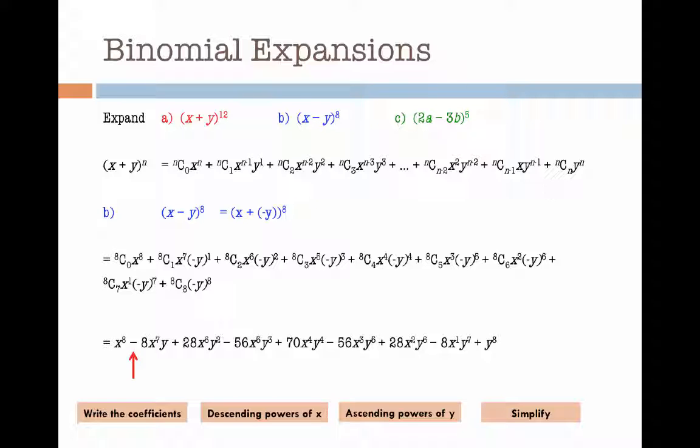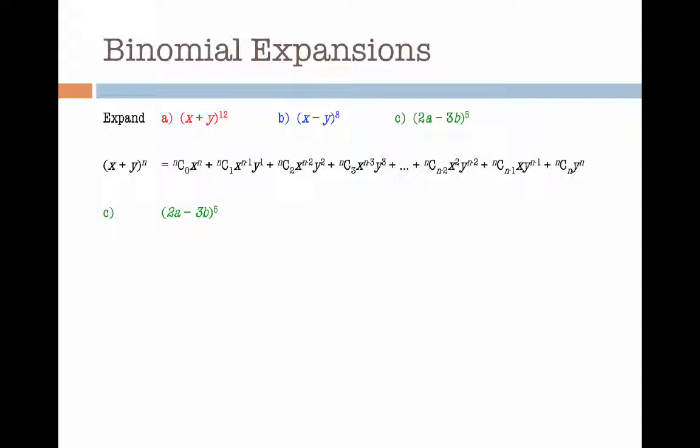Notice that I start off with a positive and then go for a negative for every odd term of y, and a positive for every even term. And that will continue on all the way. Let's take a look at our final example of 2a minus 3b to the power of 5. Again, we need to make sure that we write it as 2a plus minus 3b to the power of 5. This will be important so we don't get confused with where our negatives are later on.